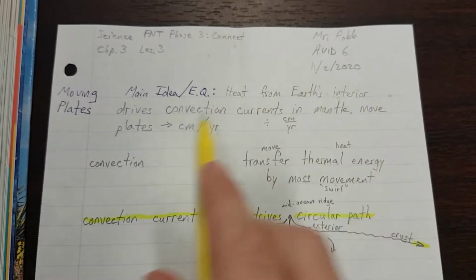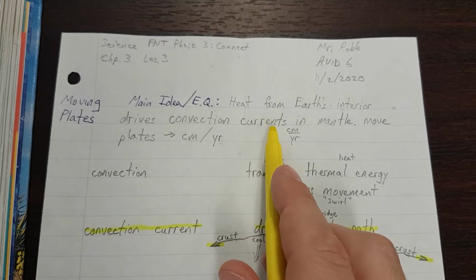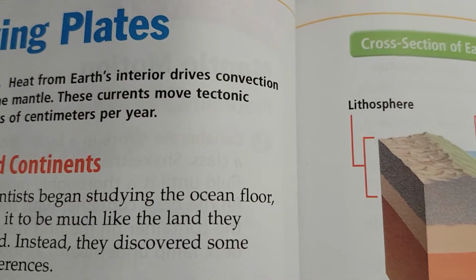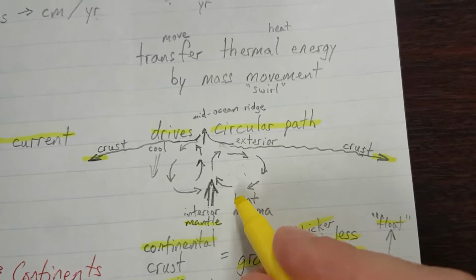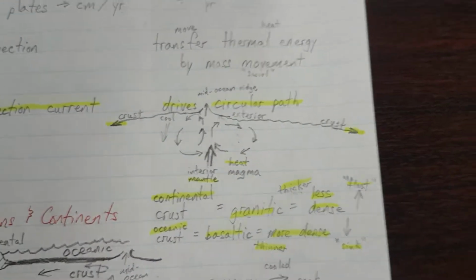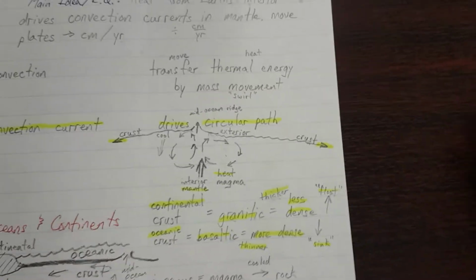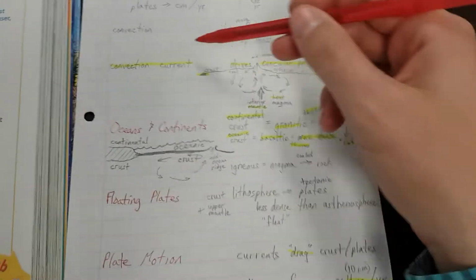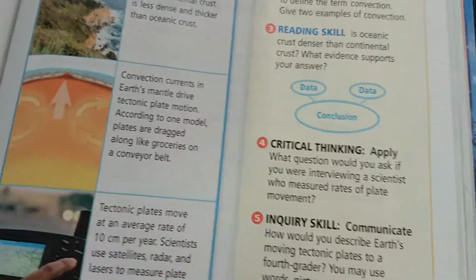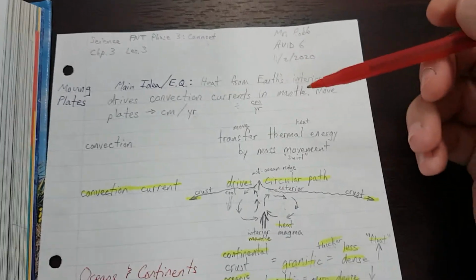Heat from the Earth's interior drives convection currents in the mantle. Okay, is that how they said it? Heat from Earth's interior drives convection currents in the mantle. So the heat, we need to talk about the heat, so I'm going to highlight it. Now I'm going to use my little red pen to put stars next to the things. So we're looking for highlighted stuff that matches our main idea.